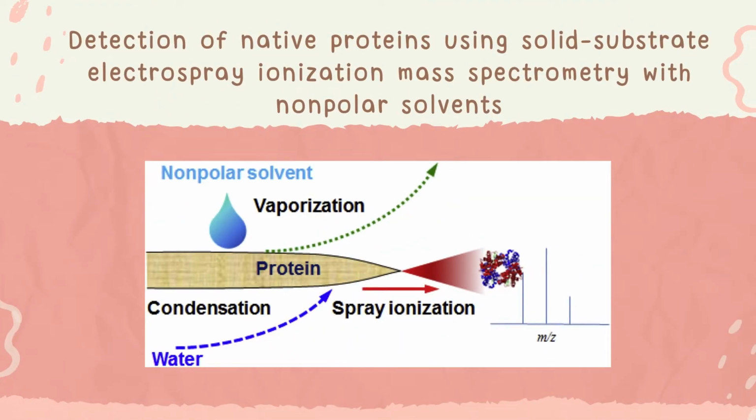In the study, detection of native proteins using solid substrate electrospray ionization mass spectrometry with nonpolar solvents by Hu and Yao in 2018 first demonstrated the detection of proteins in their native conformation using ESI-MS with nonpolar solvents such as N-hexane. Nonpolar solvents have low boiling points allowing for rapid evaporation causing heat absorption, reduction of ambient temperature, and condensation of water on the substrate surface.